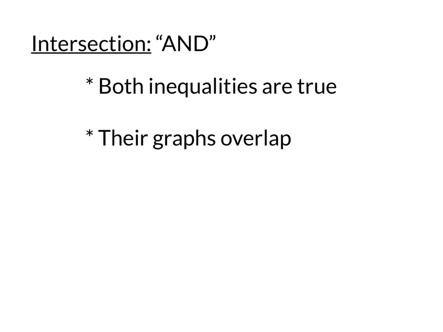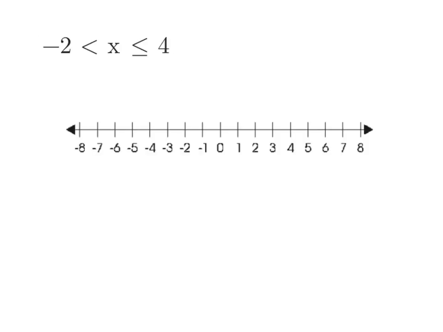The first kind is called an intersection. The big word that should come to mind when you're thinking about intersection is the word "and," because we'll have two inequalities where both of them are true. The first inequality and the second inequality are true at the same time. As far as their graphs go, that means that their graphs are going to overlap. So what do I mean by all of that?